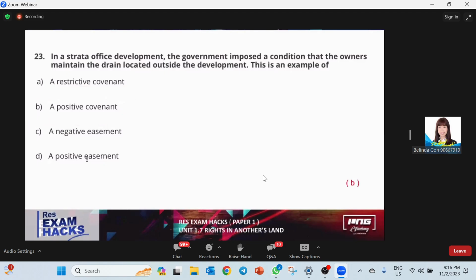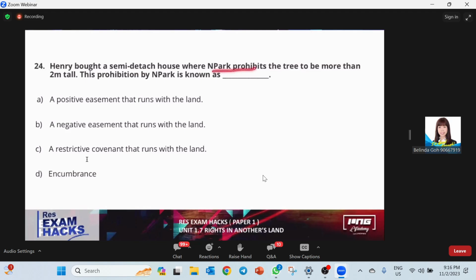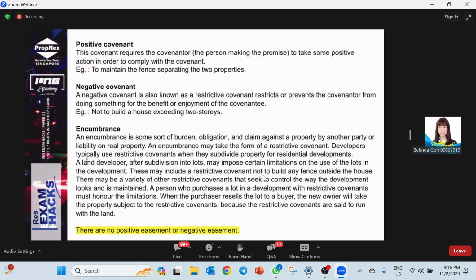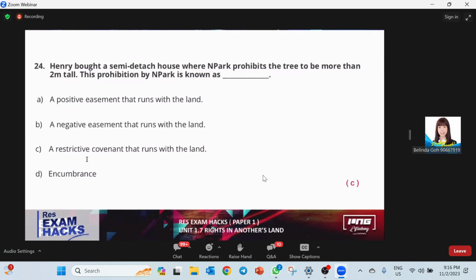Right. Question 24. Henry bought a semi-detached house where MPUB prohibits the tree to be more than 2 meters tall. This prohibition by MPUB is known as? Now, this is the definition, and for you to remember very easily, a summary of that. And the answer is restrictive covenant that runs with the land. Right. I think the next one is the last question.